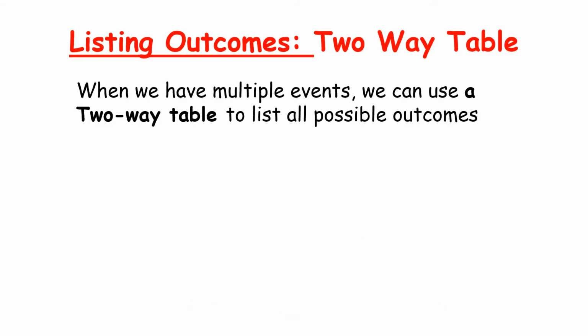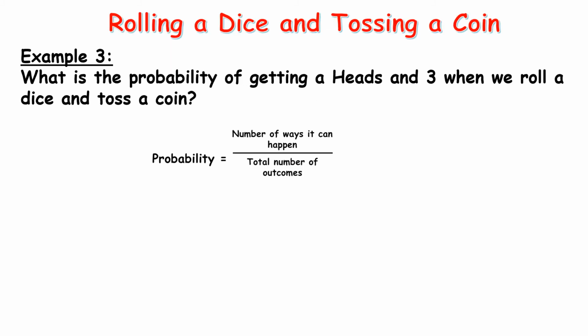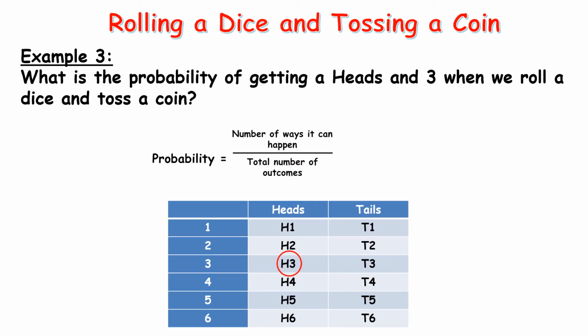So let's look at using a two-way table to list all the possible outcomes. I'm going to give you an example of rolling a dice and tossing a coin. So what is the probability of getting heads and a 3 when we roll the dice and toss the coin? Now remember, probability is the number of ways it happens out of the total number of outcomes.